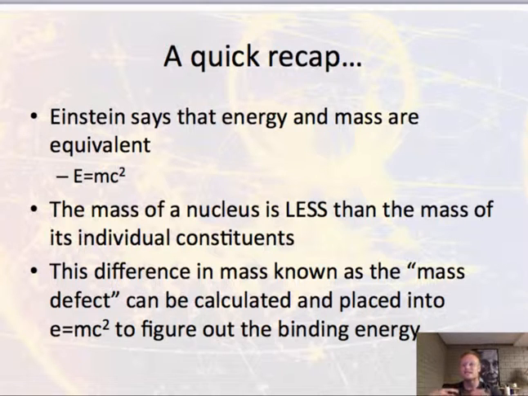That difference in mass is known as the mass defect, and you can use it to calculate the binding energy by using Einstein's equation, E equals mc squared.